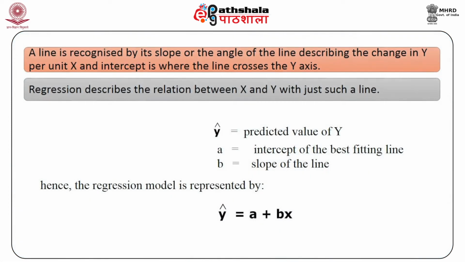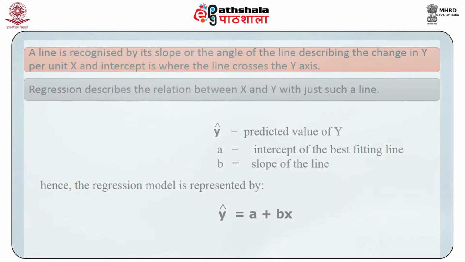A line is recognized by its slope, or the angle of the line describing the change in y per unit of x, and the intercept, where the line crosses the y axis. The regression describes the relation between x and y scores with just such a line, where y dash is the predicted value of y, a is the intercept of the best fitting line, and b is the slope of the line. Hence, the regression line becomes y dash is equal to a plus bx.